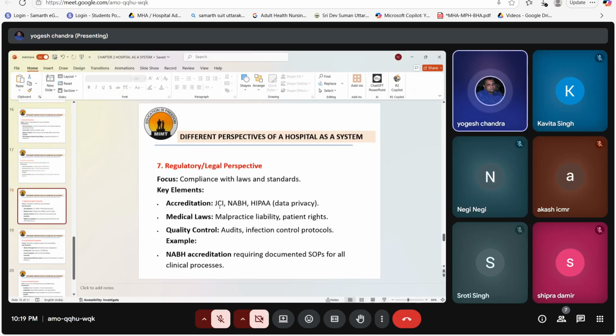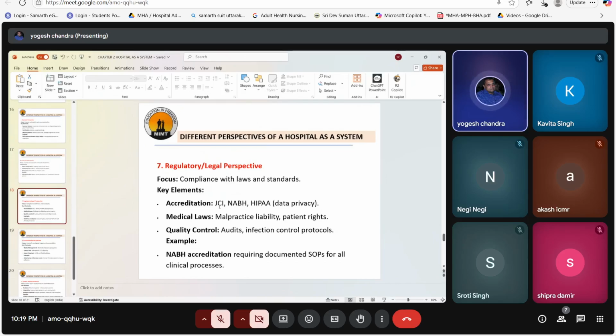Then we can talk about these medical laws. These are all the system perspectives. Medical laws: as an administrator, you have to see that malpractice liability is there. There are a lot of surgeons and doctors or some other staff doing some kind of malpractice. You have to check that. You have to ensure patient rights also.